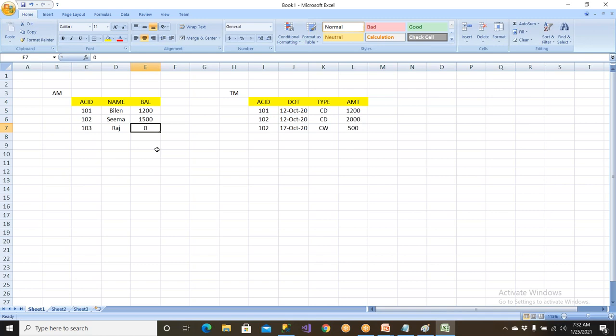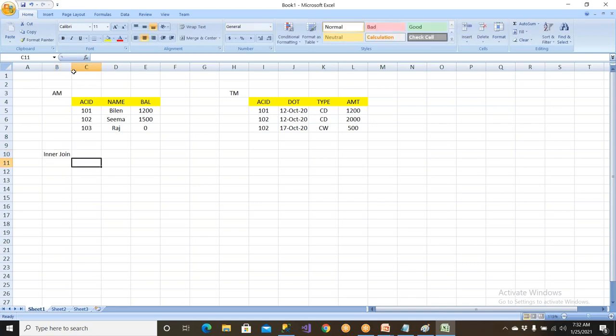So who has done the transaction? 101 and 102 have done transactions. 103 has opened an account, but after that, no transactions have been done. I wanted to get the matching data. Matching data means inner join.